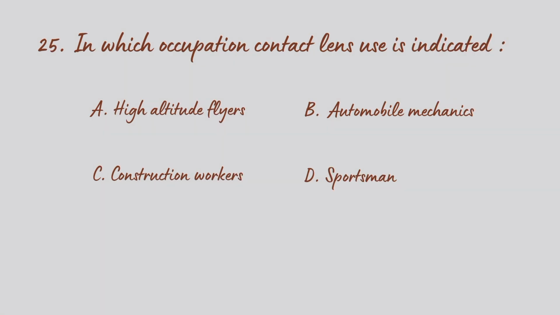Next question. In which occupation is contact lens use indicated? Option A, high altitude flyers, option B, automobile mechanics, option C, construction workers, and option D, sportsman. Correct answer is option D, sportsman.